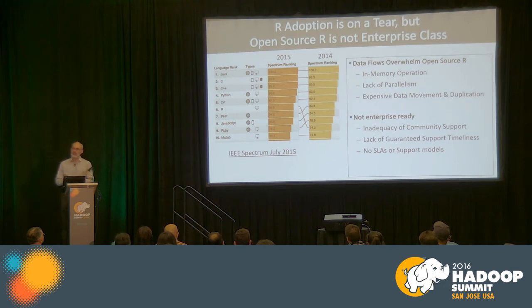Finally, since they weren't designed initially for big data, they can incur expensive data movement, and often in the course of performing a calculation may duplicate the data, therefore further limiting the size of data that you can process in the RAM of one node. Also, enterprises often want levels of support and SLAs, and that's not provided with open source R.